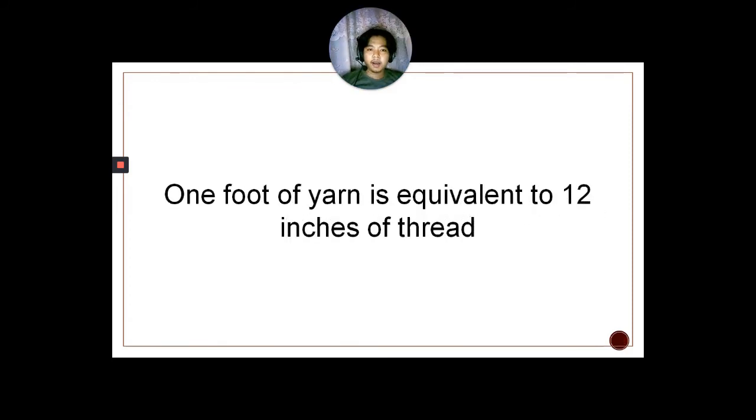Sige. How about the 1 foot of yarn is equivalent to 12 inches of thread? We are referring to the length. Kapag ba mahaba or madami or yan, I increase the amount, magiging mas mahaba siya. So technically, yes. So length is extensive property.